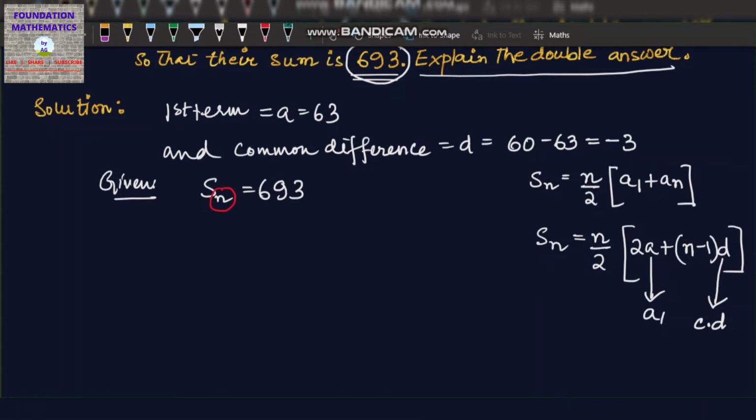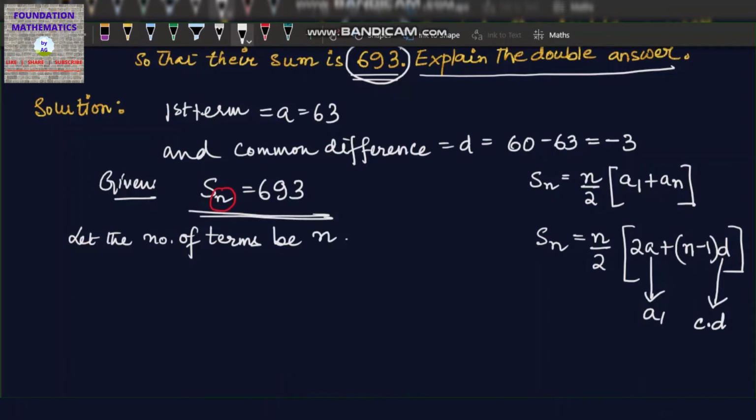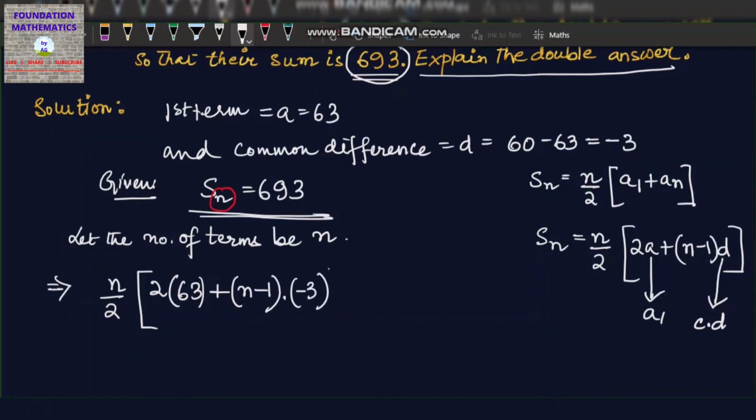Since we have to find out the number of terms, let us assume the number of terms to be n. So let the number of terms be n. Now what are we given? We are given that Sn is equal to 693. So this means n by 2 whole into (2a plus (n minus 1) into d) is equal to 693, right?